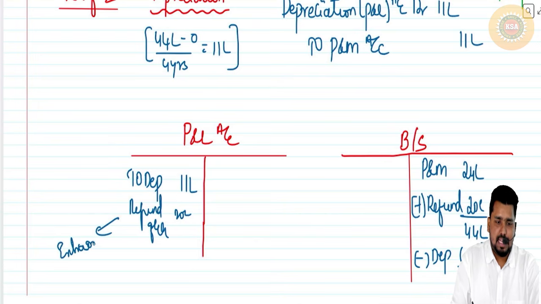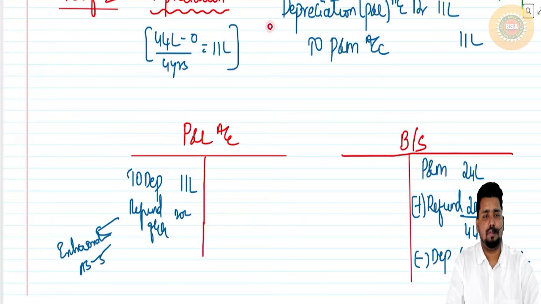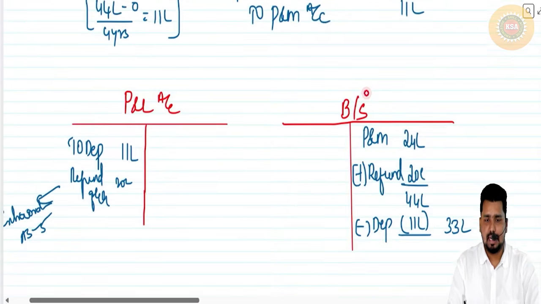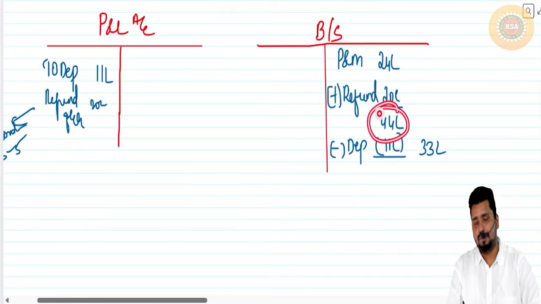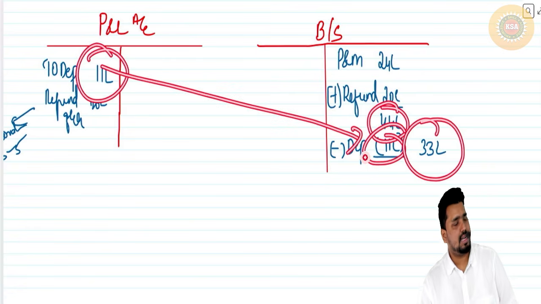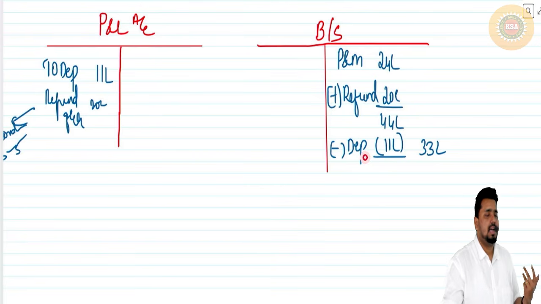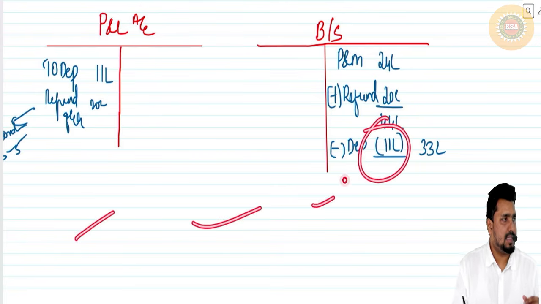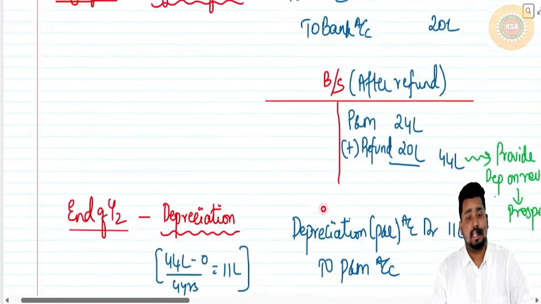Extraordinary item as per what? AS 5. Clear? Therefore, once we refund, what was the amount we saw? 44. In that, what is the revised depreciation? 11. So, what is the revised carrying amount? 33 lakhs. Clear or not clear? Next year also 11 lakhs we will charge depreciation. Which method is this?